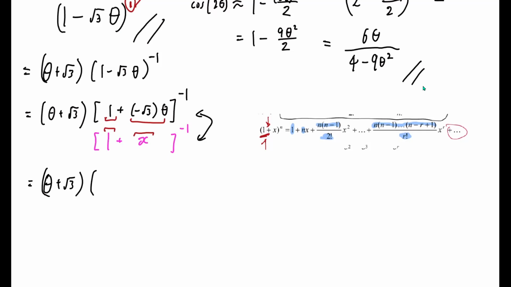Then what happens next is you can expand it, right? The n is replaced with negative 1. Let's see what happens. So what we have is 1 plus nx, right? n in this case is what value? Can you tell me?